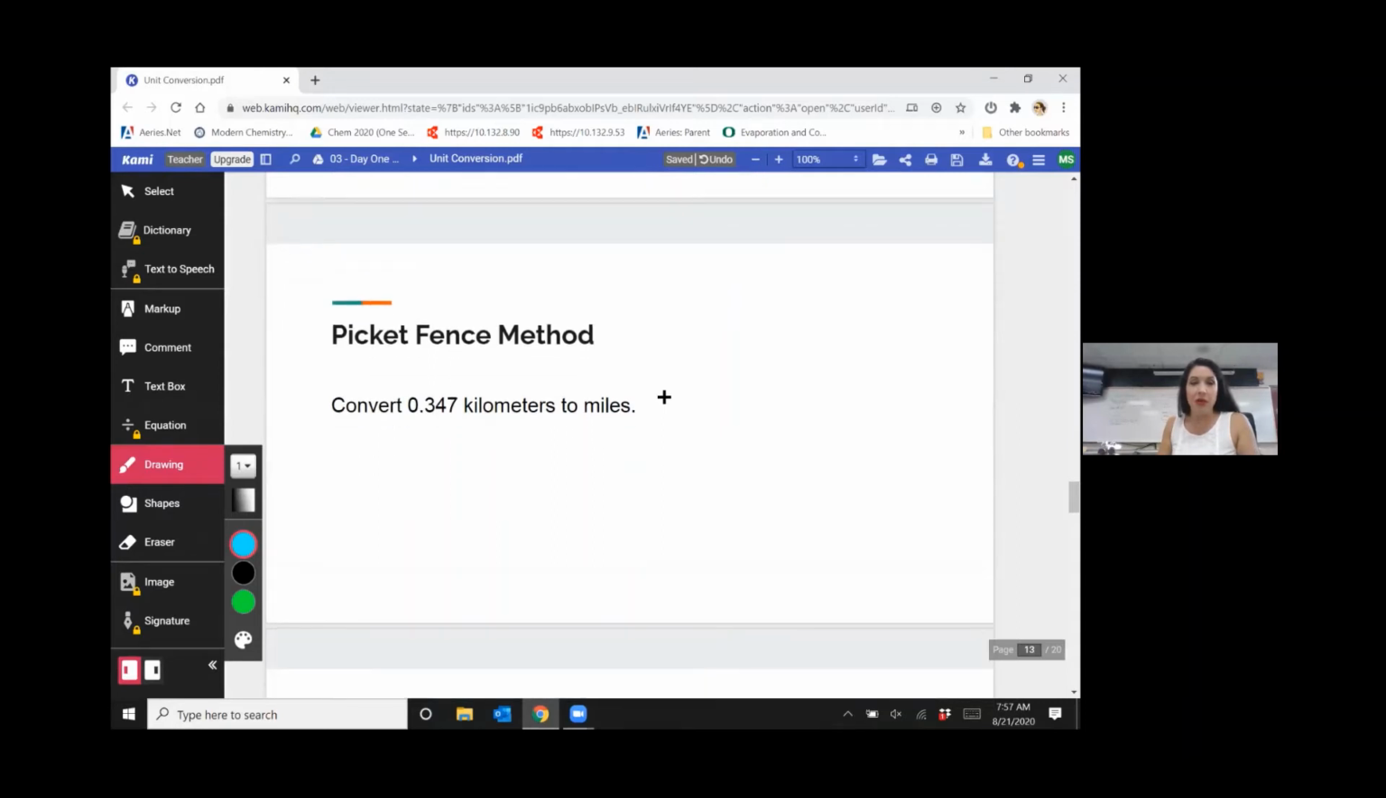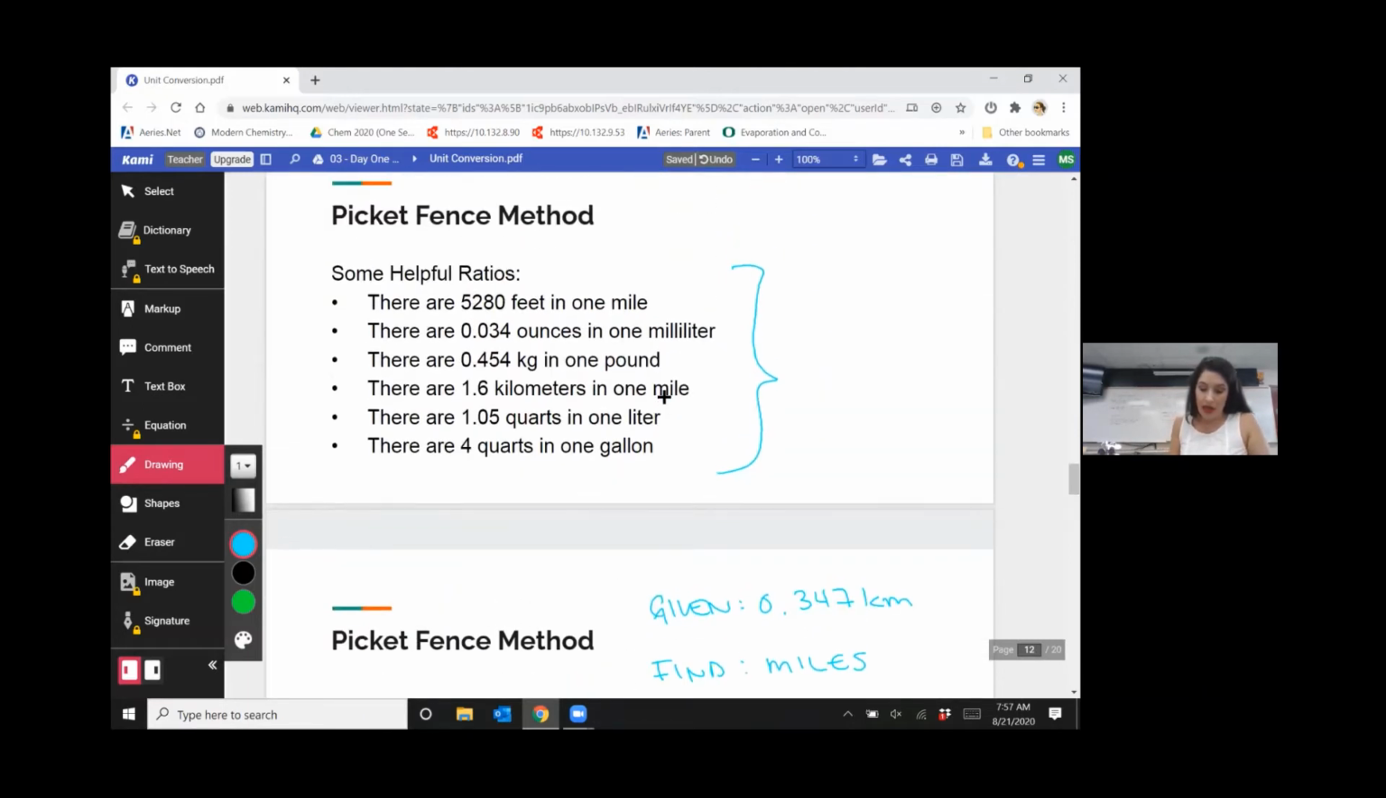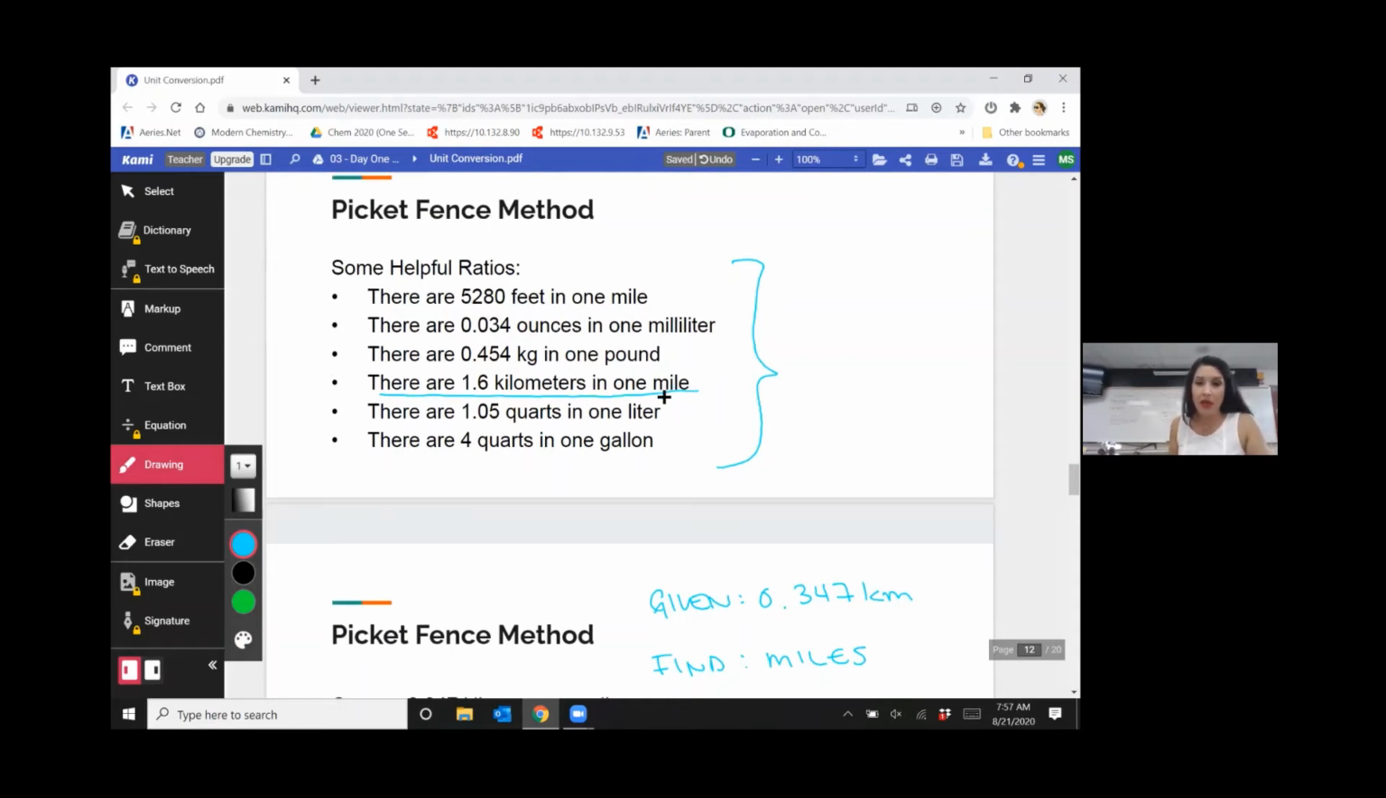Convert 0.347 kilometers into miles. So let's take a look at what we're given. We're given 0.347 kilometers, and we're asked to find miles. We don't know how many miles this is, so we need a ratio that compares the number of kilometers to the number of miles. Let's go see if we can find one. Here we are, 1.6 kilometers for every 1 mile. So I'm going to write that right here.